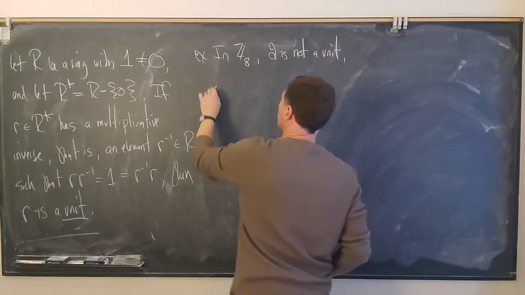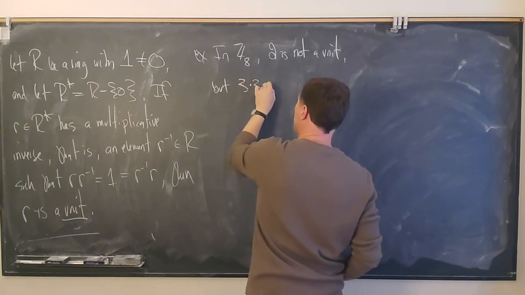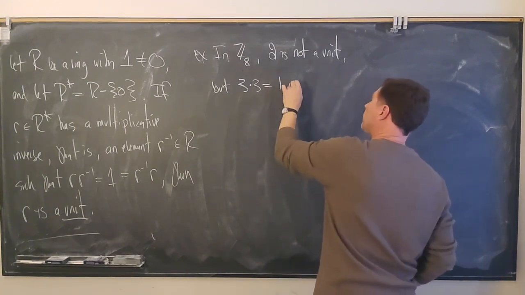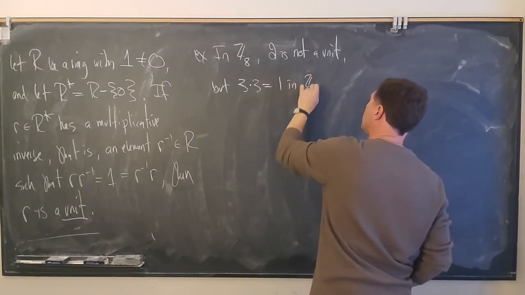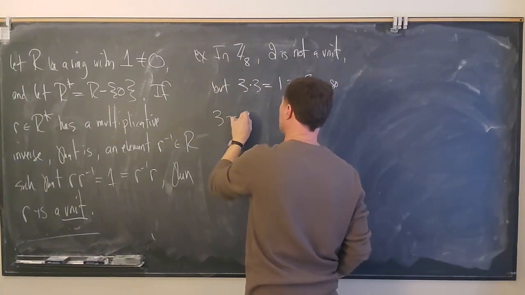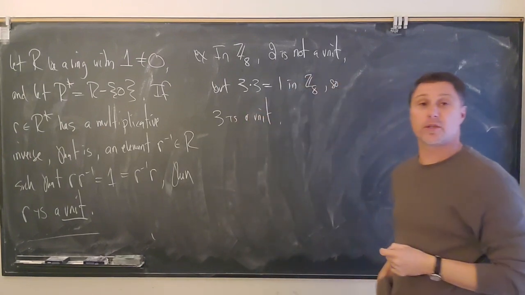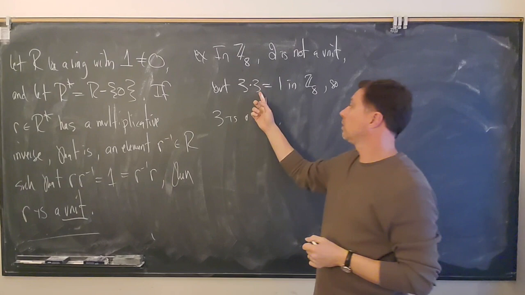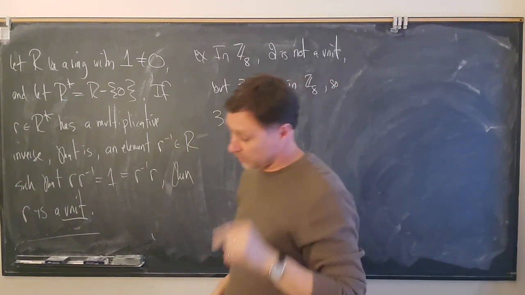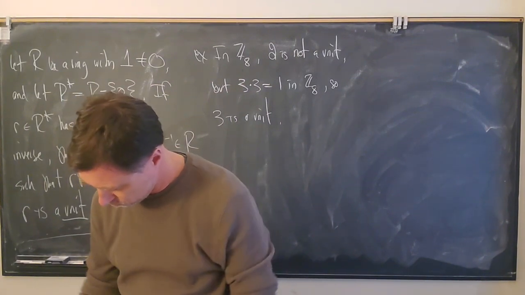But 3 times 3 is equal to 1 in Z8. So 3 is a unit. It happens to be its own inverse. But 3 is a unit. There exists an element such that when you multiply, you get the identity element, the multiplicative identity, the unity element.